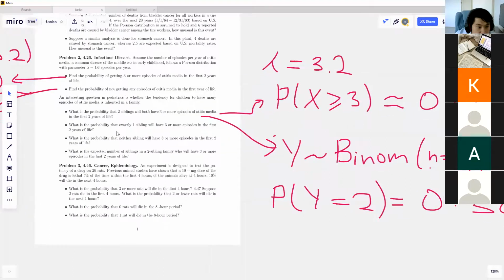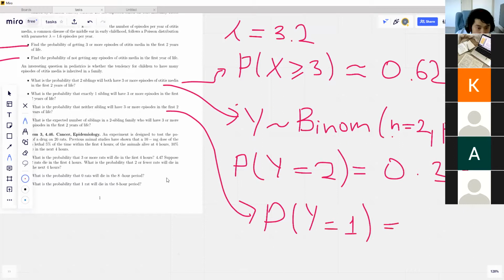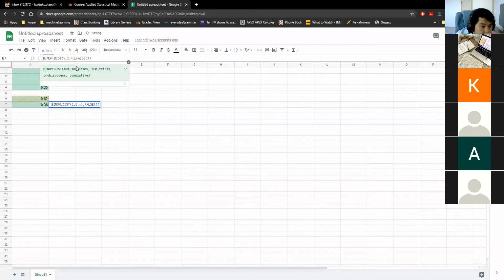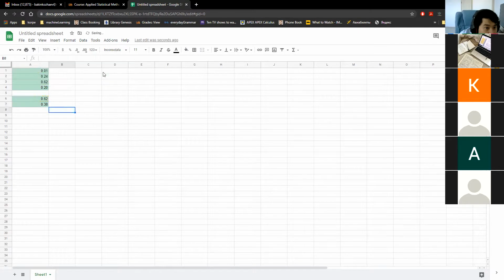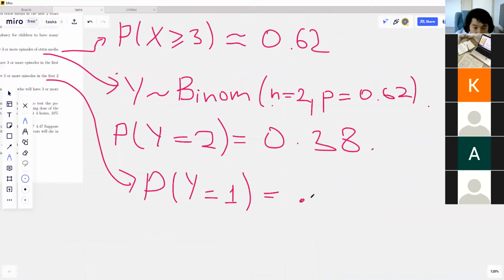All right, next. What's the probability that exactly 1 sibling will have 3 or more episodes in the first 2 years of life? So here now we need the probability that Y is equal to 1. Let's come back. Copy this down. So probability of success. Okay. We need to find number of successes is 1. And cumulative is false, right? So 0.47, so 47% for the random variable being equal to 1, so 0.47.